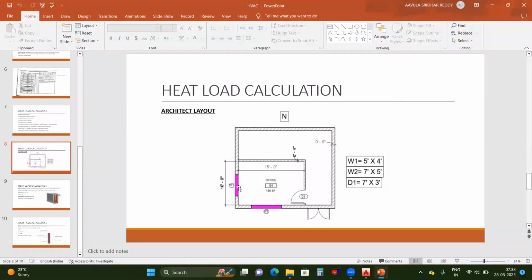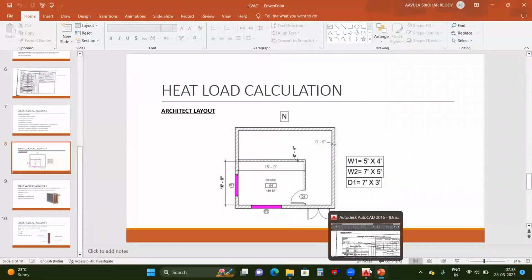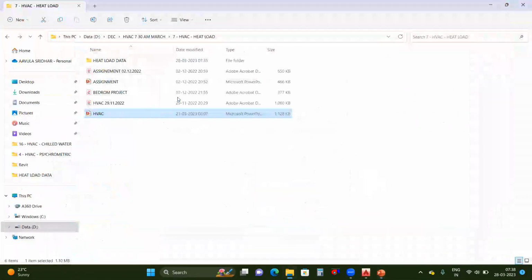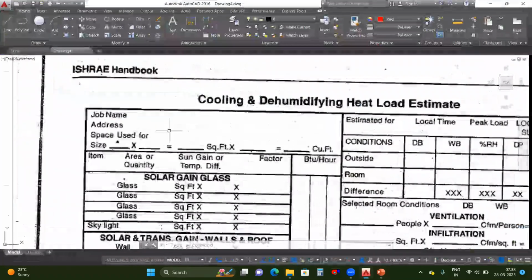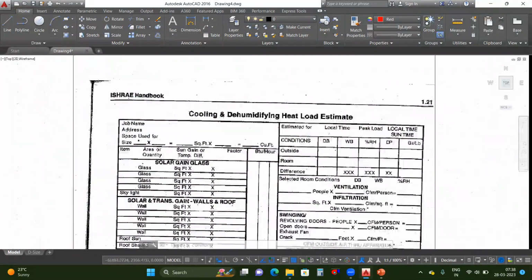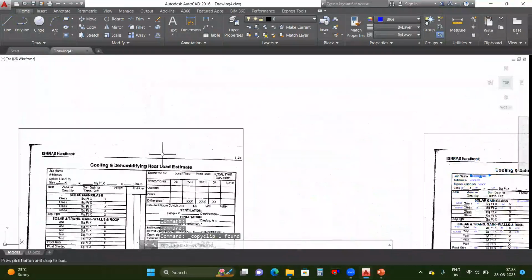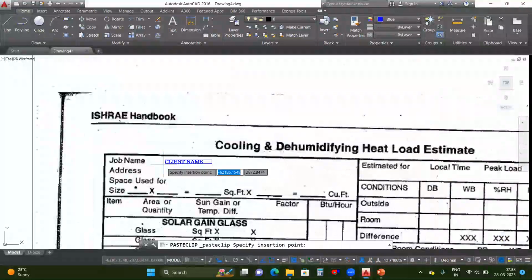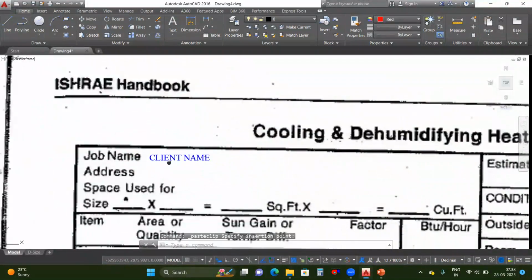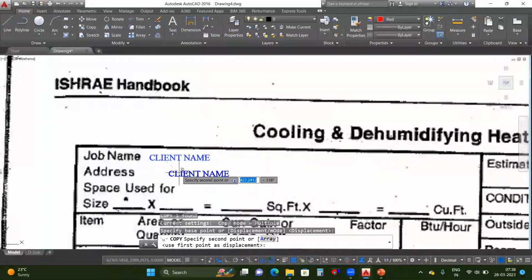So this is the office space. So we need to collect this data and we need to calculate in our manual sheet. So first I will write the job name. You can write it as heat load calculation or something. We can also write the client name. And here the address should be there. So the client address.